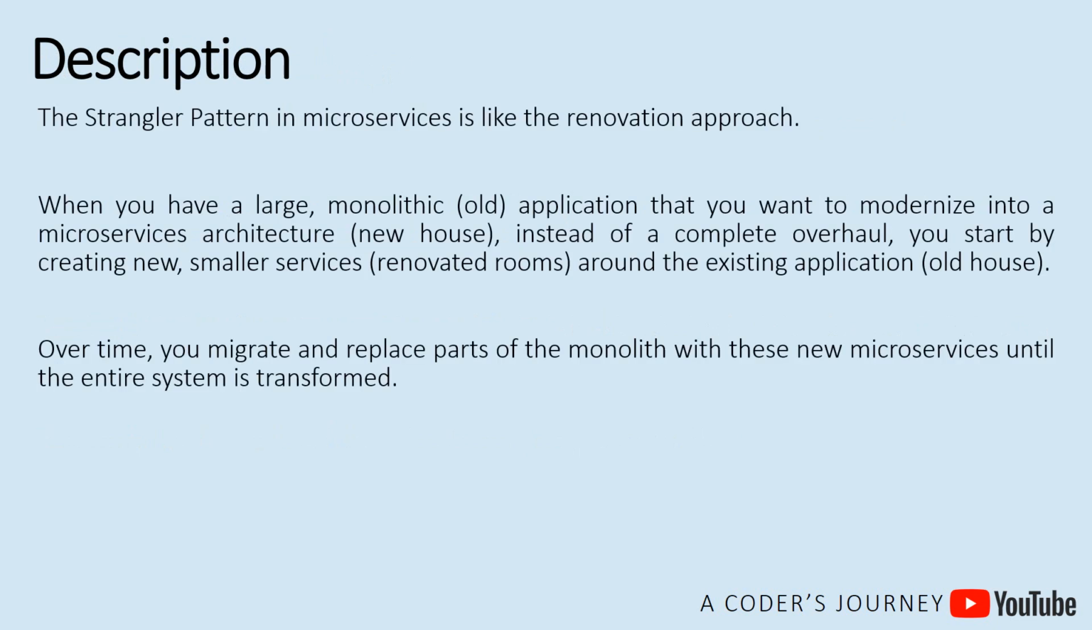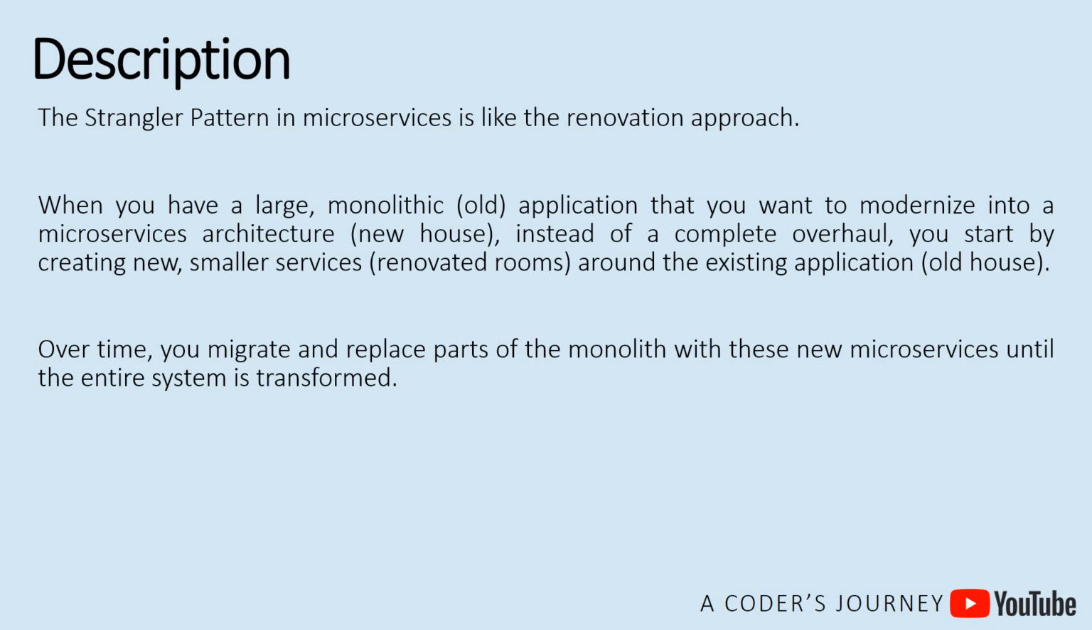Now the Strangler pattern in microservices architecture is like the renovation approach we just talked about. So when you have a large monolithic old application that you want to modernize, you want to migrate to microservices architecture, which is your new house, based on the analogy we just talked about.